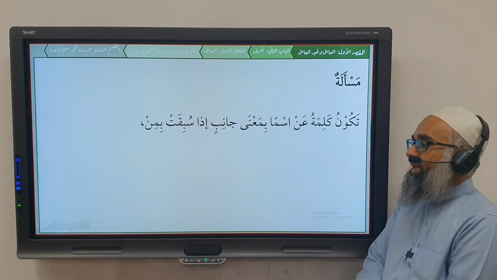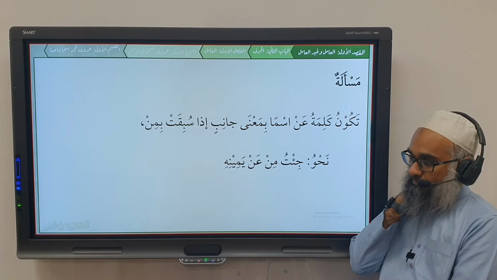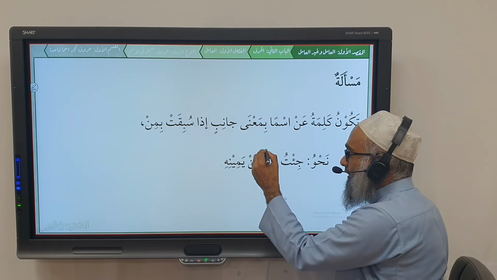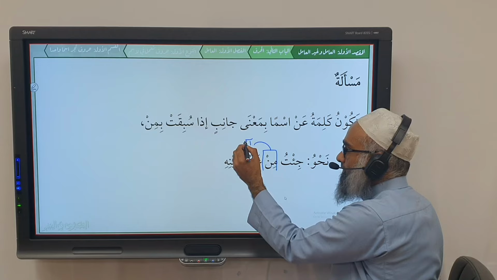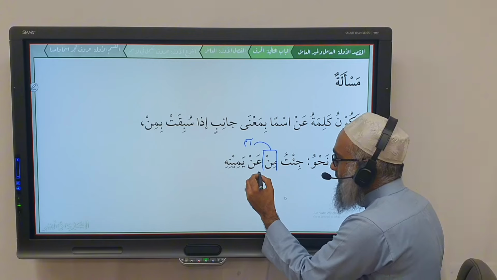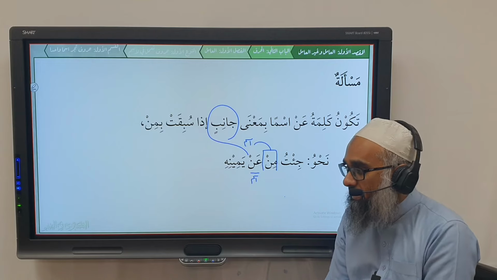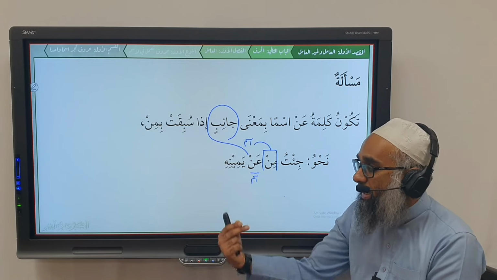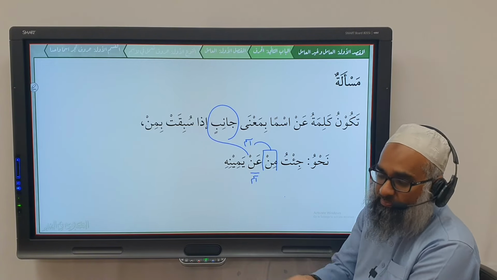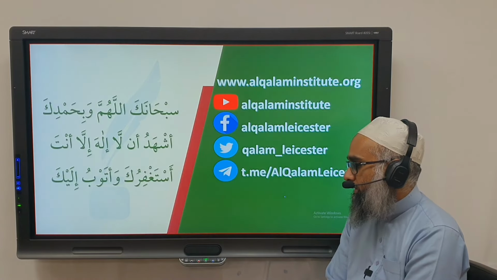Right? One more masala before we finish off an. We say the word an can have the meaning of an ism, if it is preceded by min, like ji'tu min an yamini. What happens is, when a harf jar comes on, the word after it has to be an ism. Are you following? So when you have min an yaminihi, you have this word jar, so this has to be an ism. So we say the word an has the meaning of janib. So I came to him from his right side, from the direction of the right. So when you have a harf jar preceded by another harf jar, we say that harf jar is in the meaning of a noun. That's what we have here. Okay? That's the end of an.